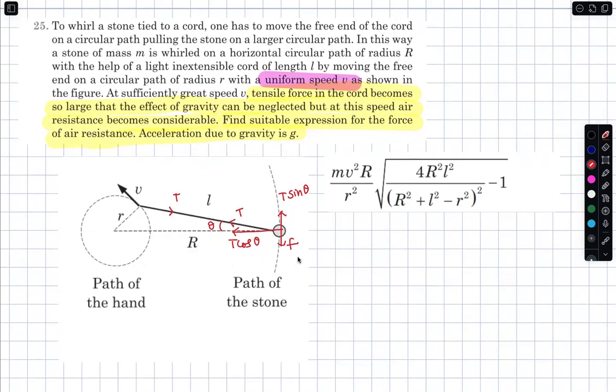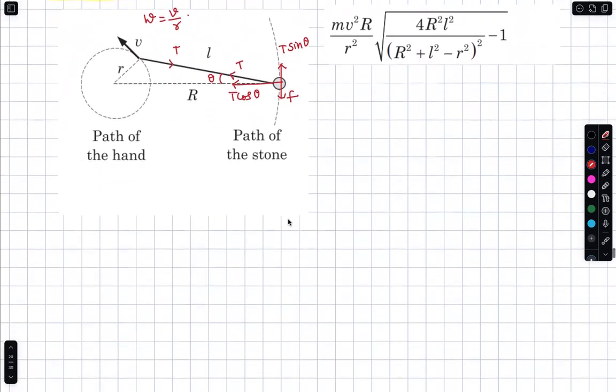Now, one more important point is I can give you omega from here. Omega is V by R. In fact, this omega is also the same. And I want one more important point. In geometry, you have a triangle like this. This angle is theta. This side is L, this side is R, and this side is small r. Then can you please help me in writing what is cos theta from this?